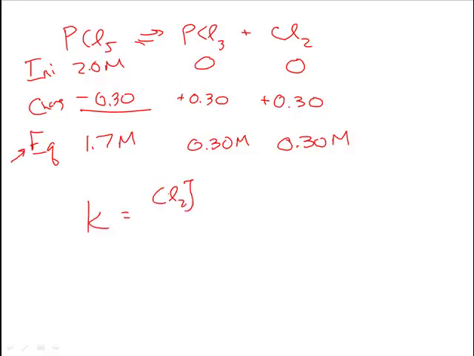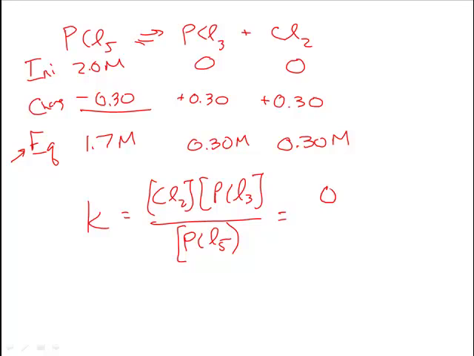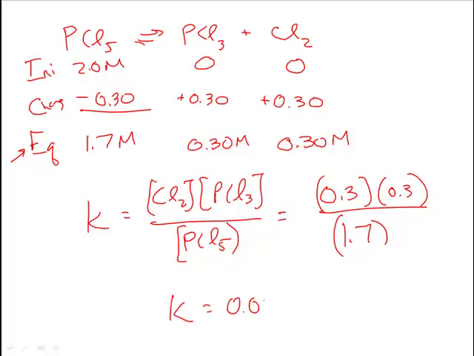Once we have our equilibrium concentrations, we can then plug them into our equilibrium expression. They're all to the first power, so our Cl2 is 0.3, our PCl3 is 0.3, and our PCl5 is 1.7. So 0.3 times 0.3 divided by 1.7 should give us the value of K for this particular problem of 0.05294. And that should be one of the options for number 5.